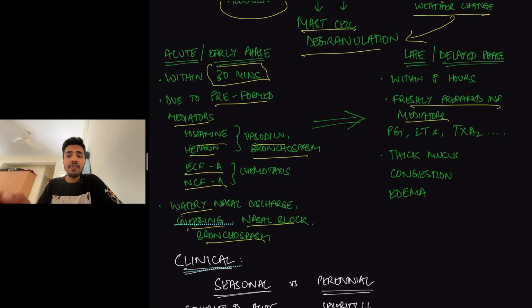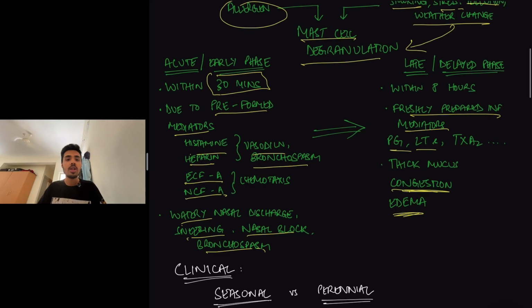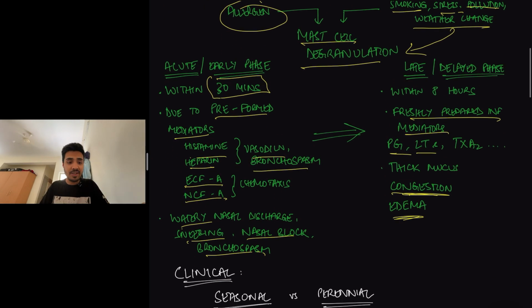Then what happens? Eventually, the mast cells start freshly preparing mediators and they start to release it. This occurs after about 8 hours, but after a significant duration. It does not occur immediately. These mediators, like prostaglandins and leukotrienes, they cause inflammation, congestion, edema. So the edema, the congestion, most important is edema. All is because of the late release of freshly prepared inflammatory mediators. So this is about the pathophysiology of how the hypersensitivity reaction occurs, leading to inflammation of the mucosa.